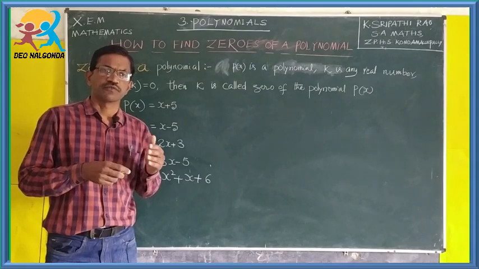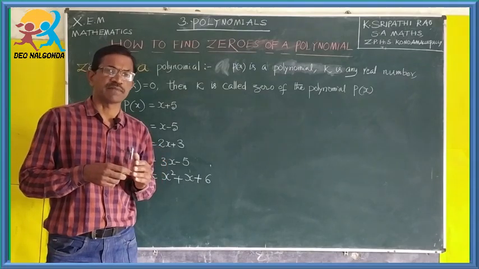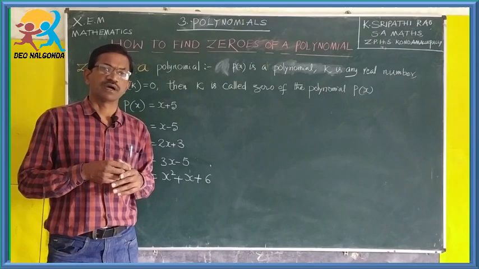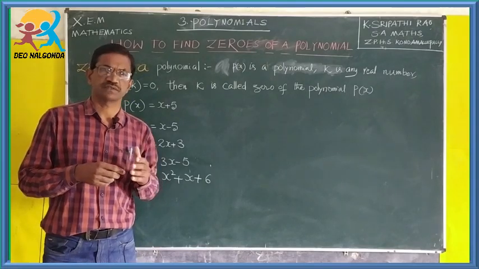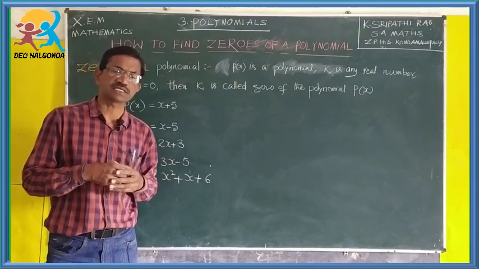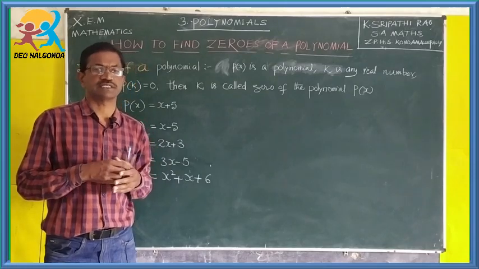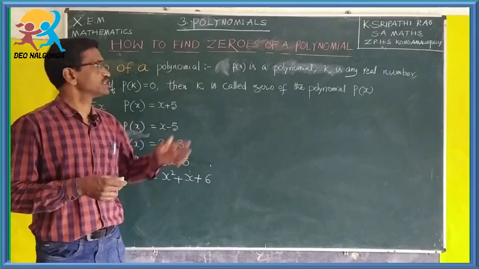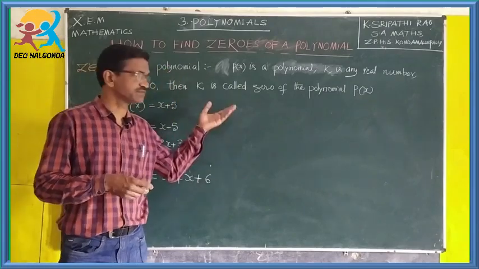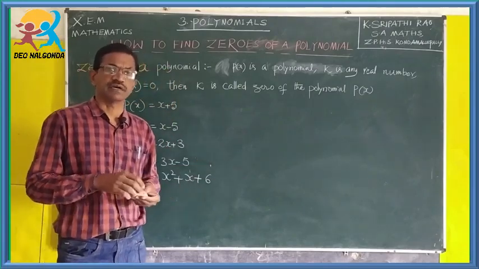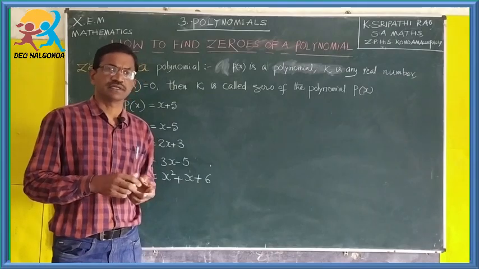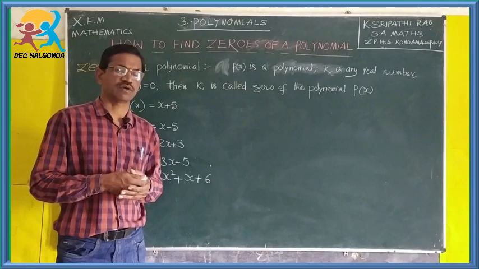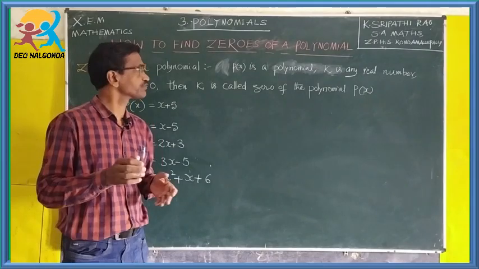Moreover, the value of the polynomial at a particular number. All these topics were discussed in previous classes. So, in this class, let us learn how to find the 0 of a polynomial by the algebraic method, and after that we will find the 0 of the polynomial by the graphical method. Okay, let us start now.